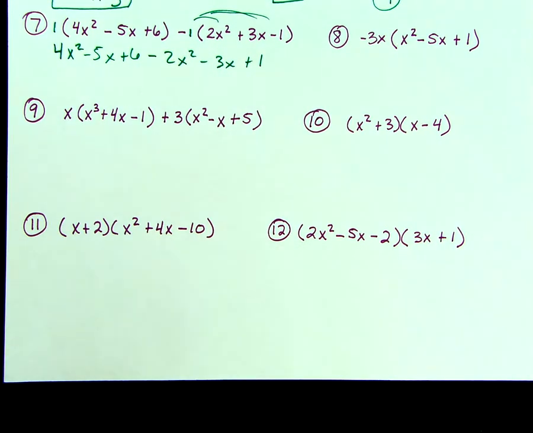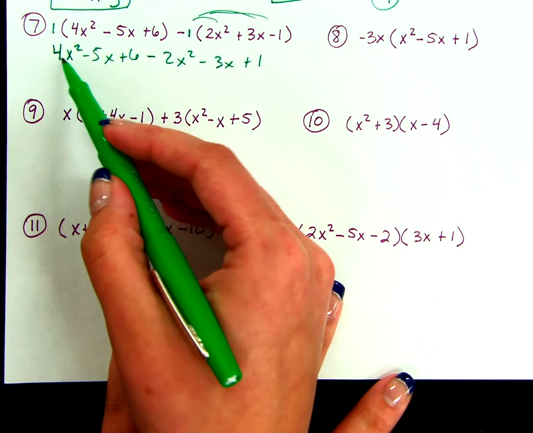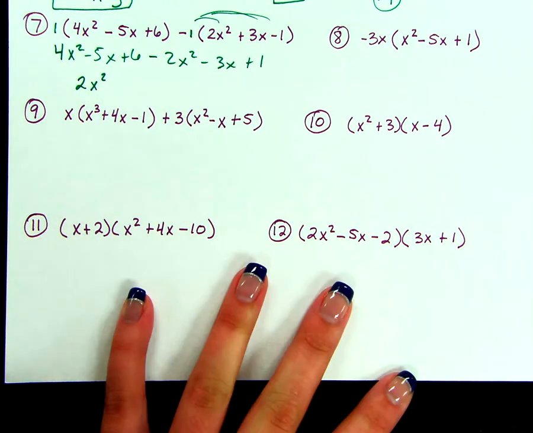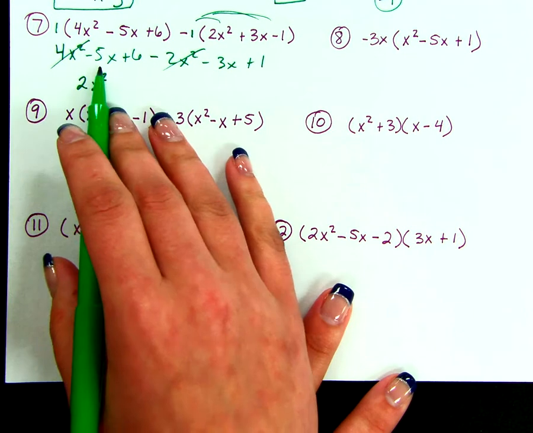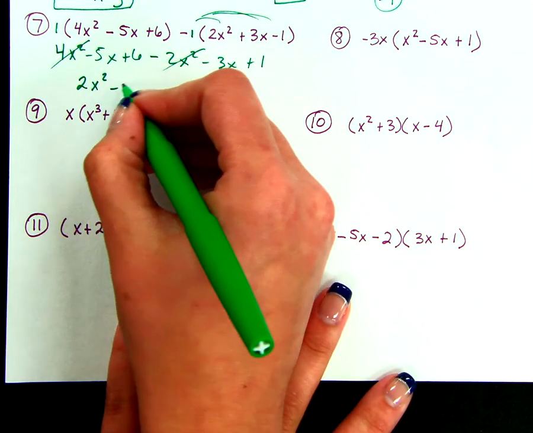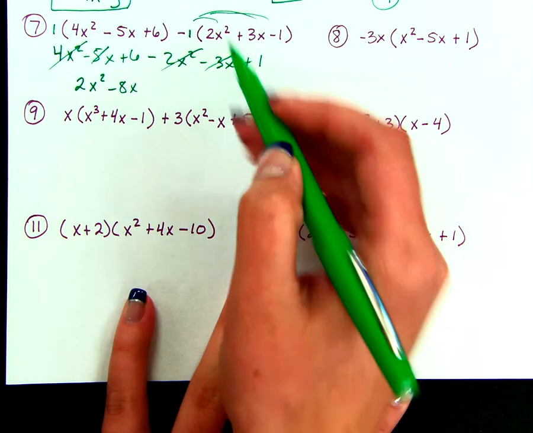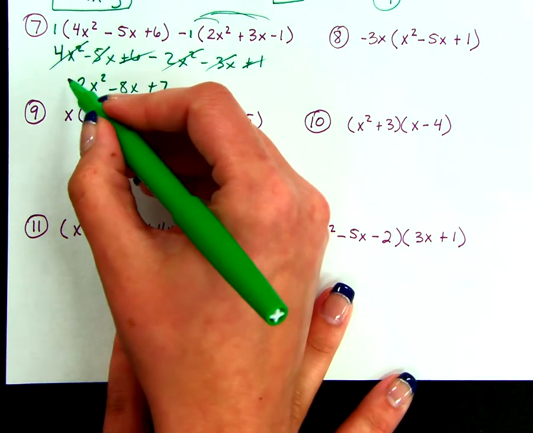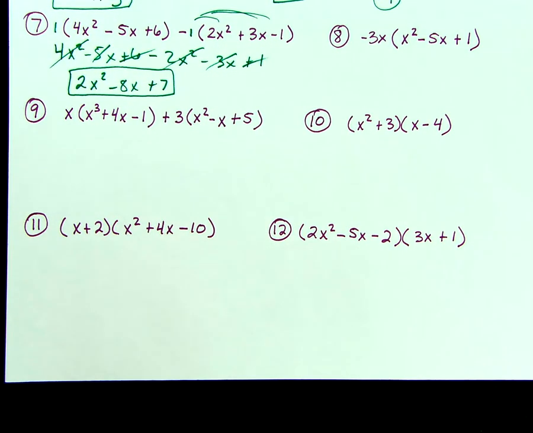Now at this point, we're going to combine like terms, and we always write it from the highest power to the lowest power. So we're going to take 4x squared minus 2x squared, so that combines to be a positive 2x squared. And I'm going to cross these off as I combine them. Negative 5x minus 3x is negative 8x. And then positive 6 plus 1 is 7. Okay, so we combined everything together. Nothing else that we can do to simplify. So that is our final answer.